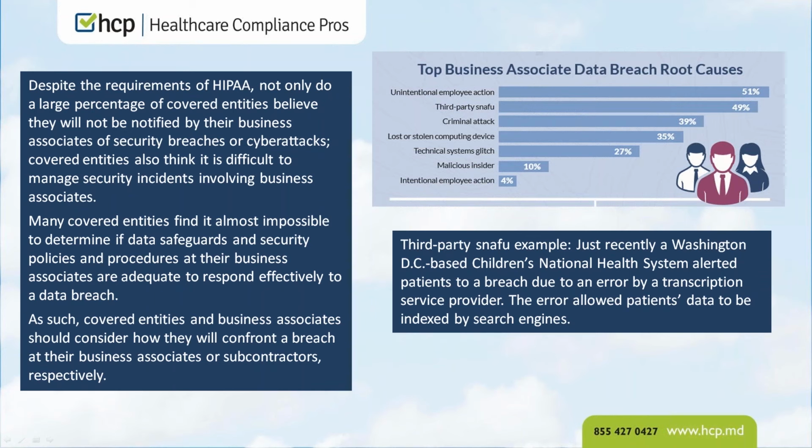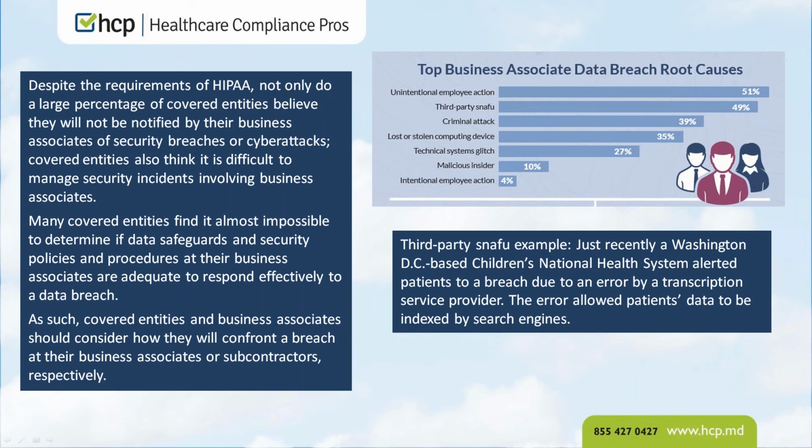Your criminal attacks, like the cybersecurity crimes we're seeing, those rise up a little bit, and they're at 39% currently. Lost or stolen computing devices, such as from a car being parked and leaving a laptop on the passenger seat, one that we've helped with a couple of times this year, 35%. Technical systems glitch, 27%, 10% for malicious insider, and finally 4% for intentional employee action. I'd like to see that number go down as well. All these numbers we'd like to see decrease over time instead of continually increasing.